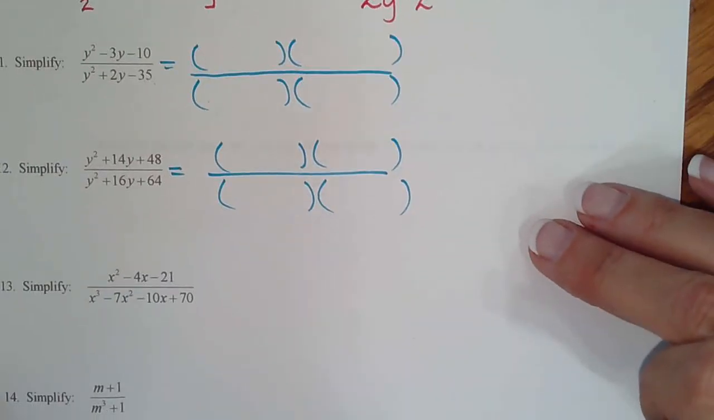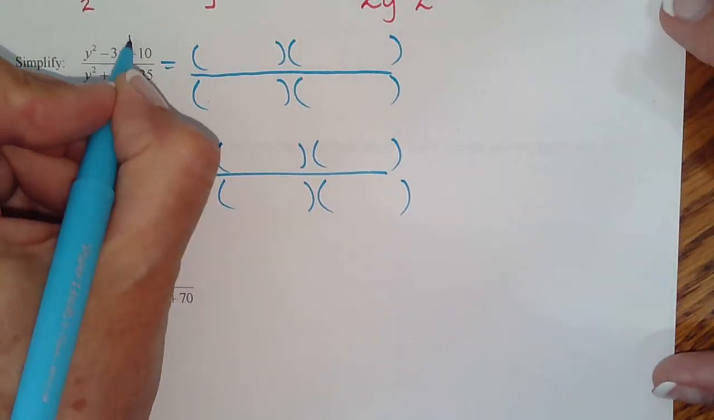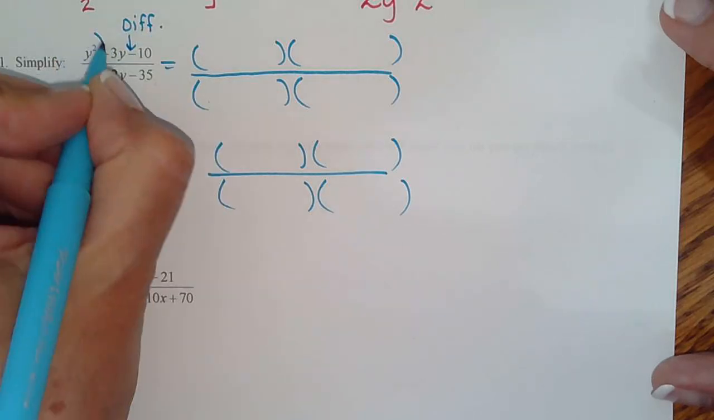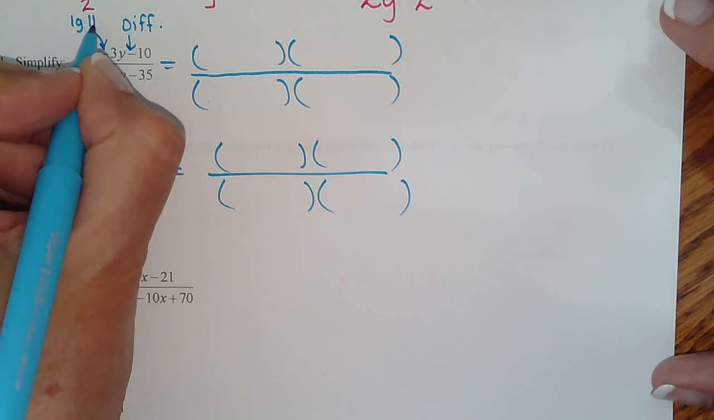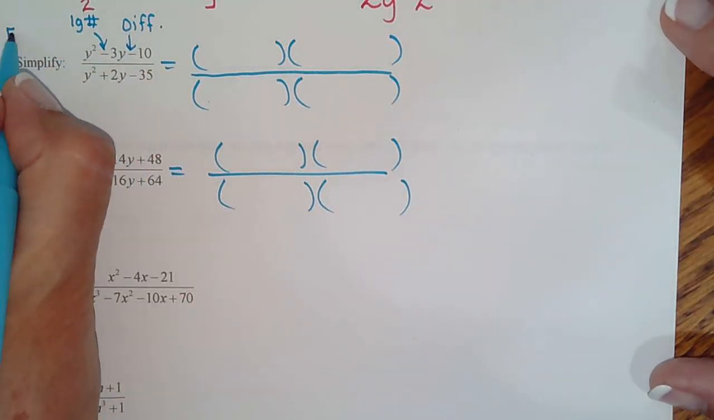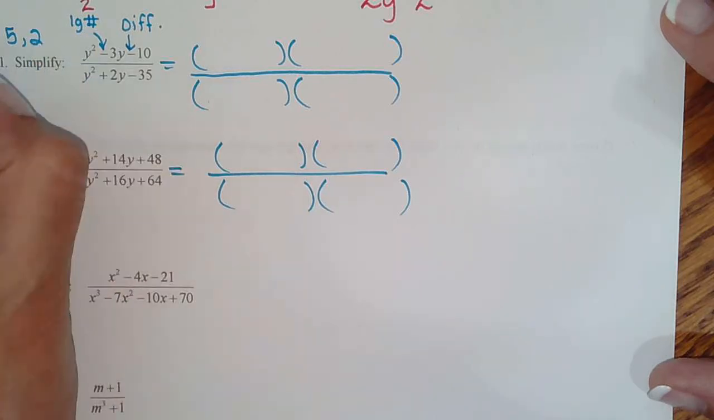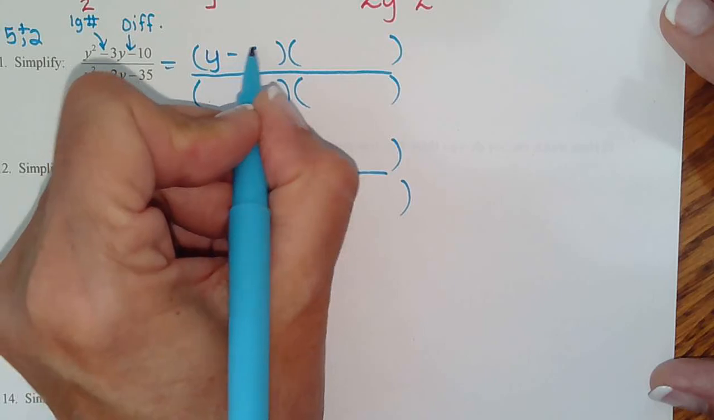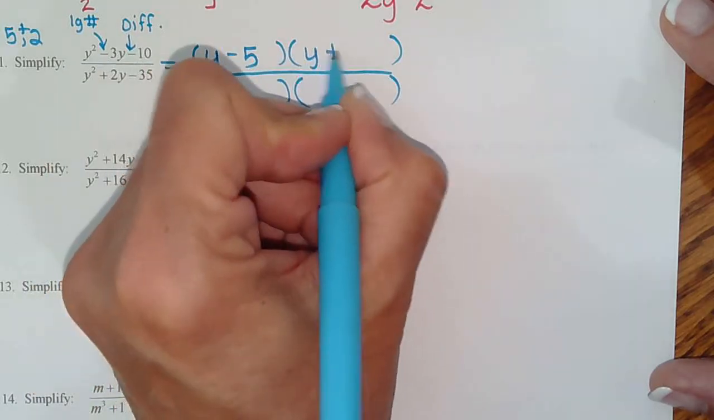Okay, so let's look at the signs. This says the signs are different. Large one's negative. So factors of 10 that subtract to 3 are 5 and 2, and keep the large number negative. So y minus 5, y plus 2.